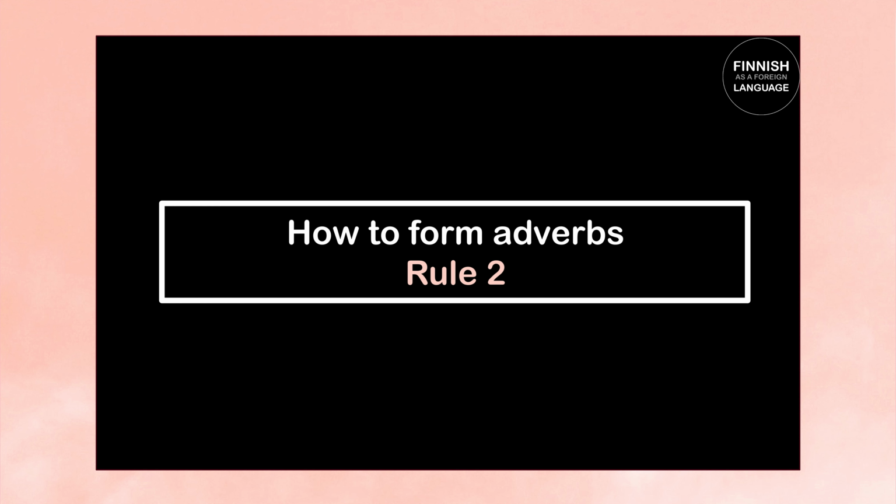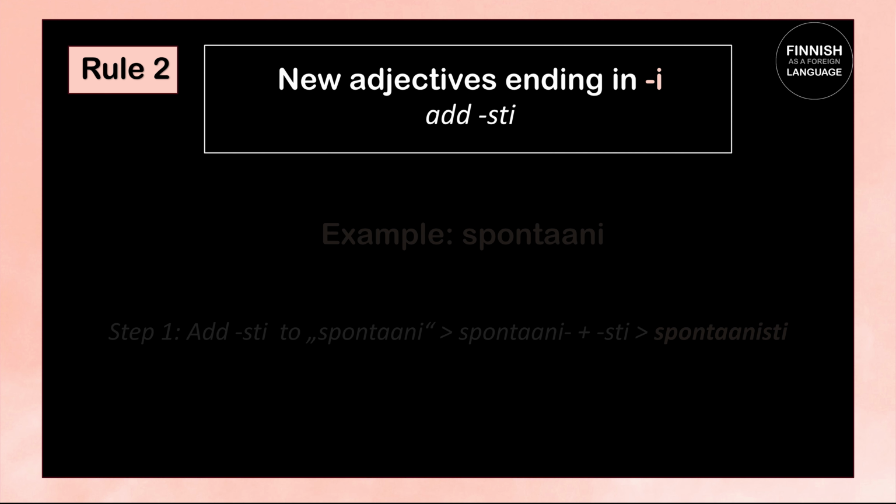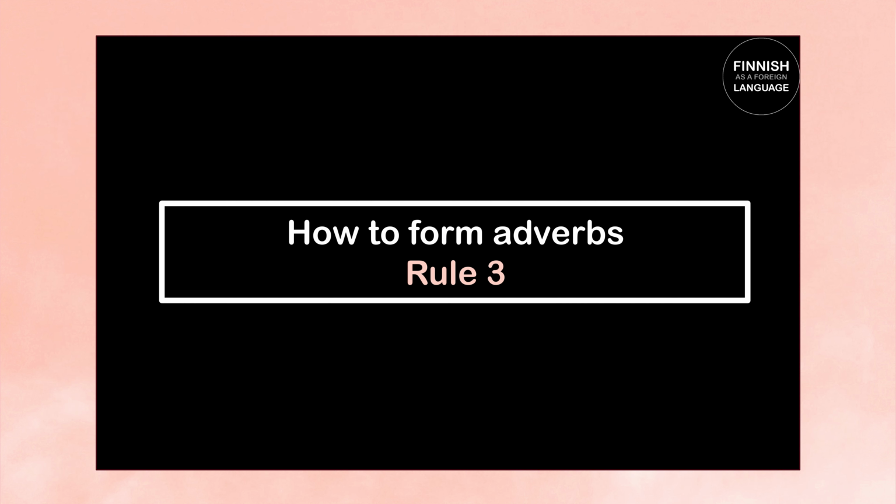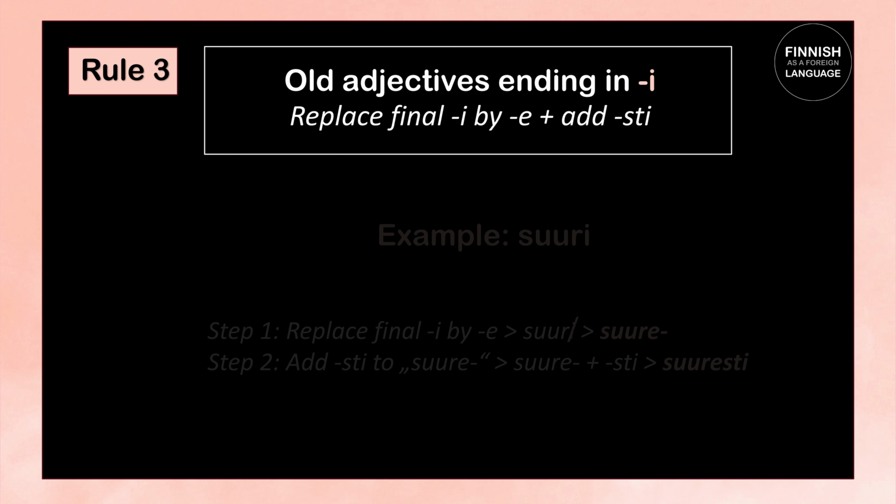We move on to rule number 2. Also, when we have new adjectives ending in I, we just have to add -sti. Here's one example. Spontaani means spontaneous. After adding -sti, we receive the adverb spontaanisti, which means spontaneously. We carry on, rule number 3. When we have an old adjective which is also ending in the vowel I, then we have to replace the final I by the letter E, and then we add -sti to it.